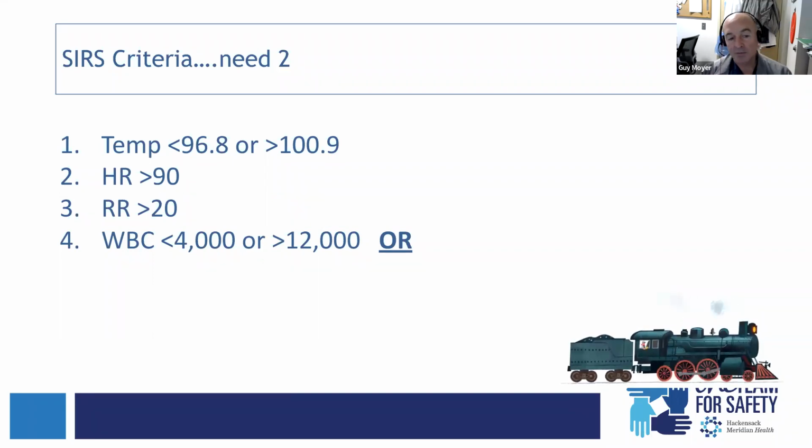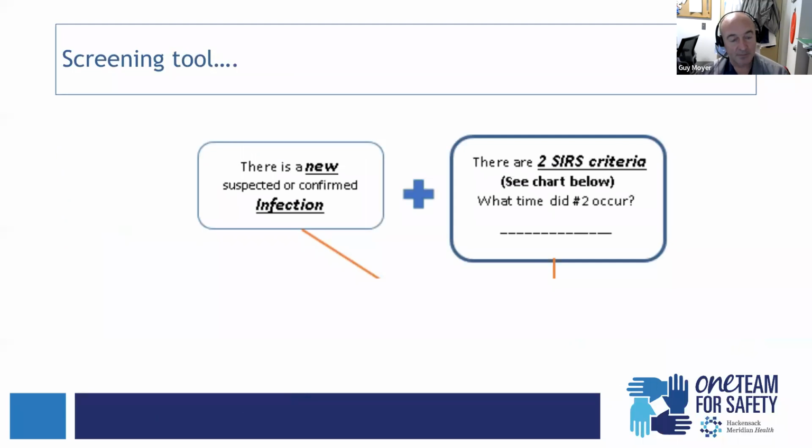If they have a white count that's less than 4,000 or greater than 12,000, or if they have bands in their CBC greater than 10, that's also another sign. And as you know, if there's an abnormal lab value, the lab will call you to notify you and will also change color in Epic when you're reviewing your results to let you know that it's abnormal and not within normal limits. So on all of our units, we do have a screening tool for you to utilize if you think a patient is septic.